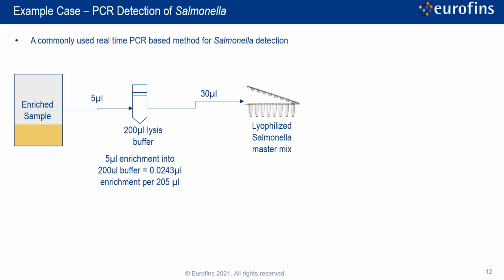If you do the math on this, you will end up with 0.0243 microliters of that enrichment into that 205 microliters of that lysis solution. You take that through a couple of heating steps. 30 microliters is taken into the actual PCR reaction. So in the end, you have 0.73 microliters of that enrichment actually making it into the detection system at the end. That's an exceedingly small volume.